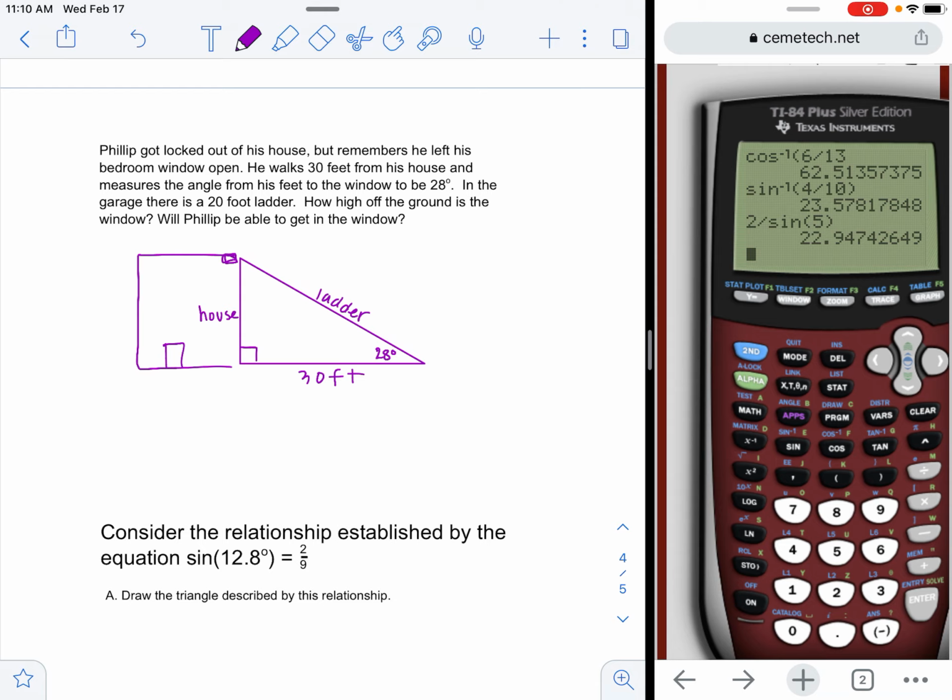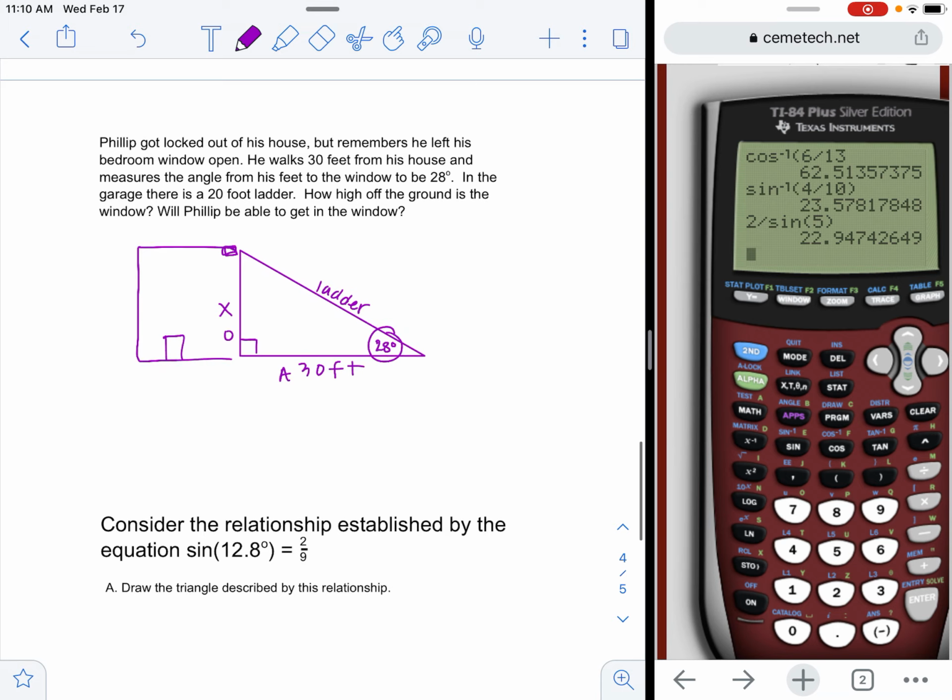So we haven't put up the ladder yet and we don't know if it'll hit the window or not. So we want to know how high off the ground is the window. So that's the question: what's this X right here? Right now we're not using the 20. Okay, all right, so let's solve for X.